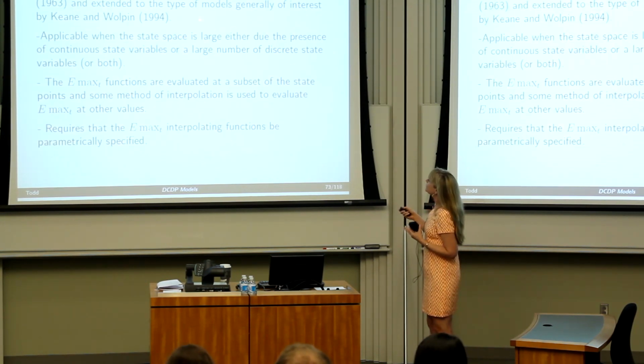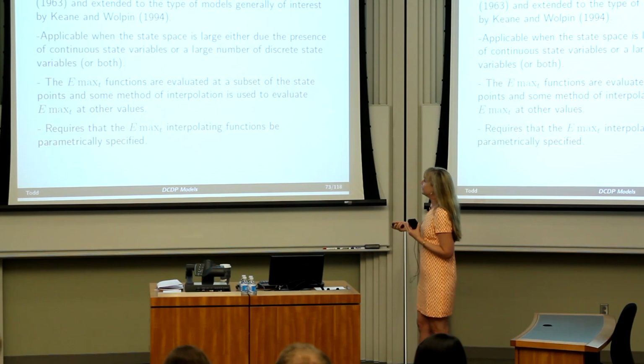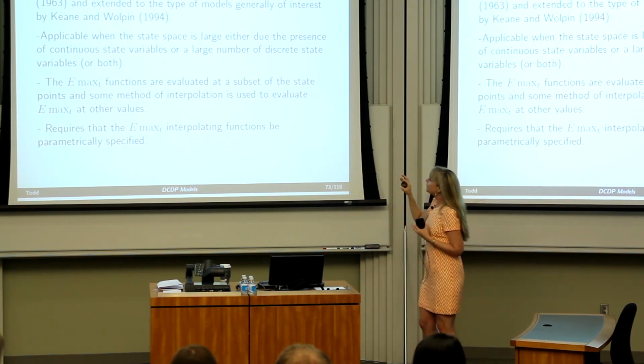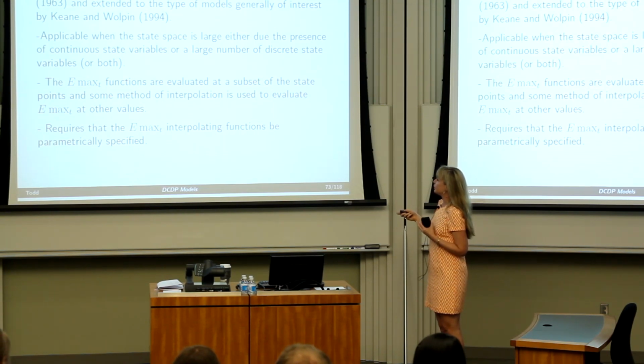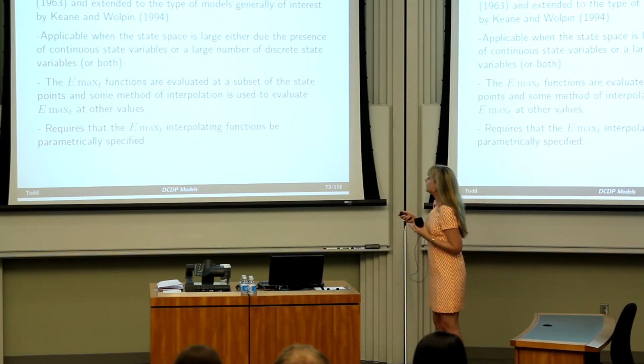Okay. So there's an older paper that originally proposed approximating these Emax functions. Keane and Wolpin applied the approximation methods to the types of models that I'm describing here. So this is another alternative. So here you can actually draw randomly some subset of the state points. So instead of just putting it on a discrete grid, you could randomly draw. So for example, if you had like 1 million state points, you randomly draw 100,000 or 500,000, or something that would reduce the number of state points.